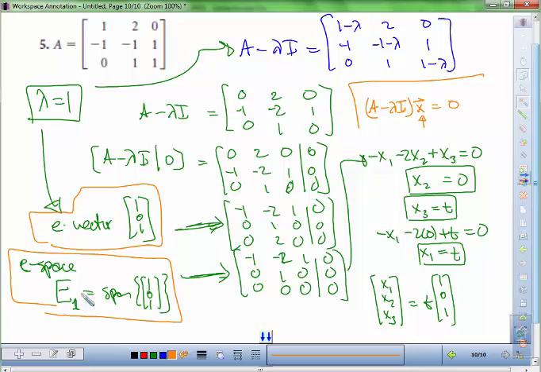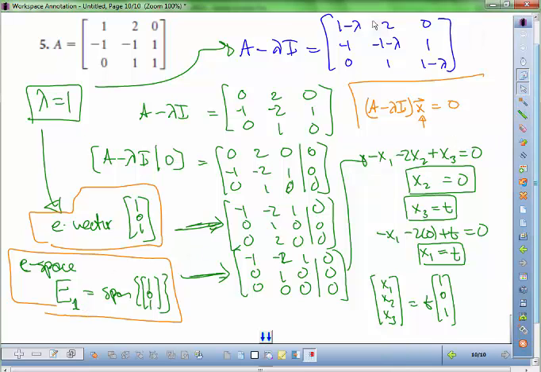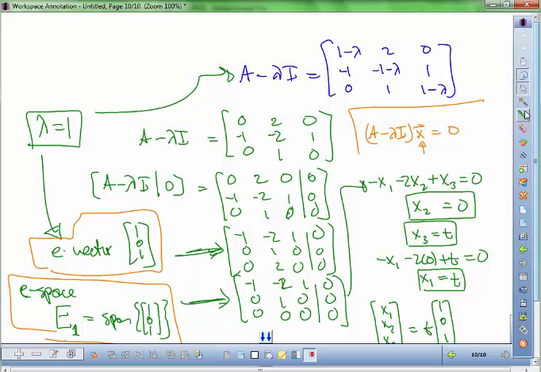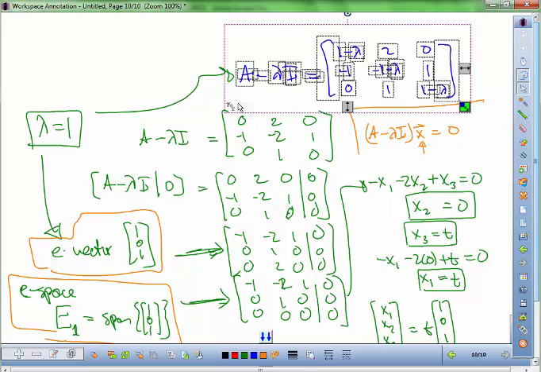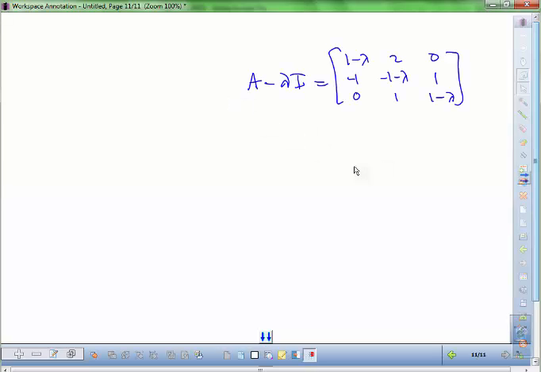Okay, now we need to do the same thing for our second eigenvalue, 0. So let's do that. What if you have two free variables? Then your eigenspace will be two-dimensional, for one eigenvalue.